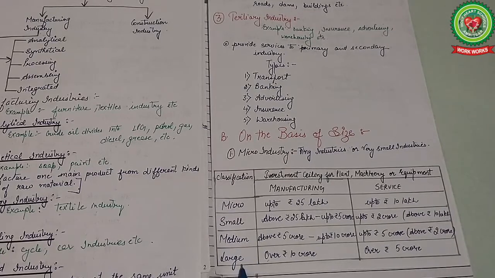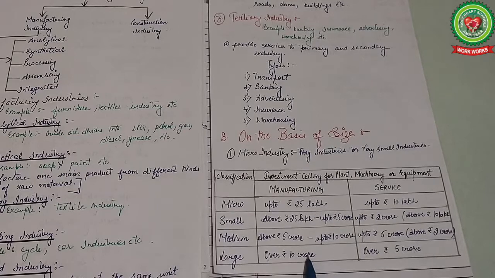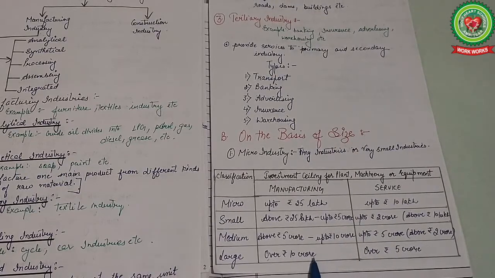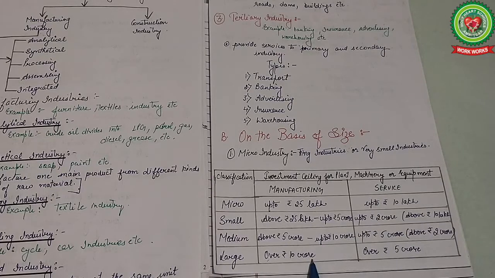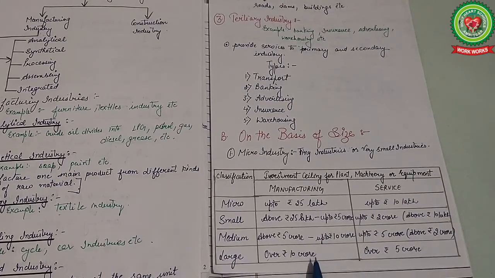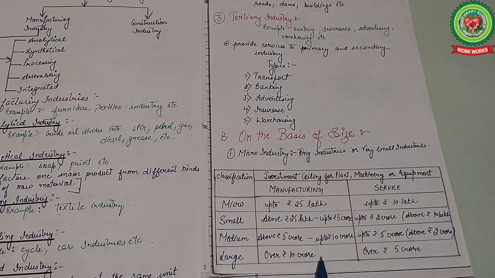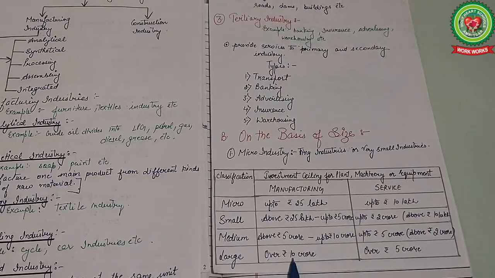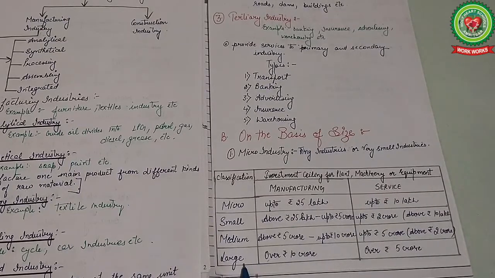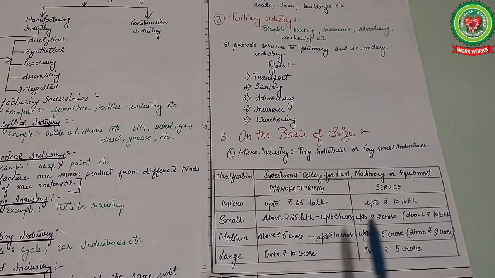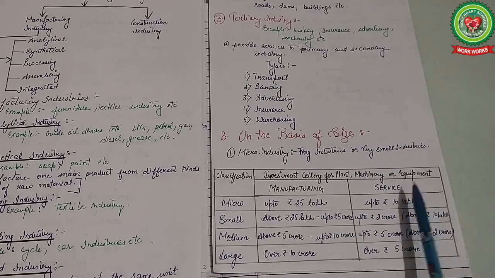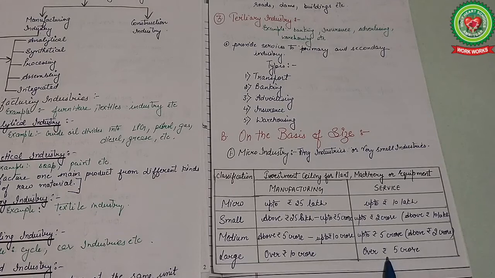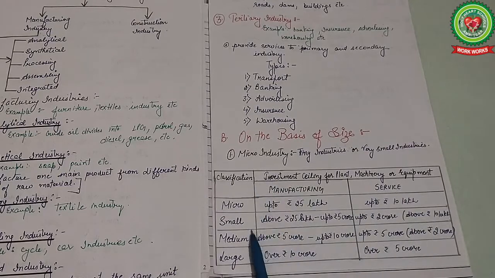Last one is the large industries. Large industries have large production and need capital on a large scale. Their investment exceeds 10 crores, with no maximum limit, and anything above 10 crores is known as a large industry. But if they deal in services, then their limit is above 5 crores. So this is all about size.